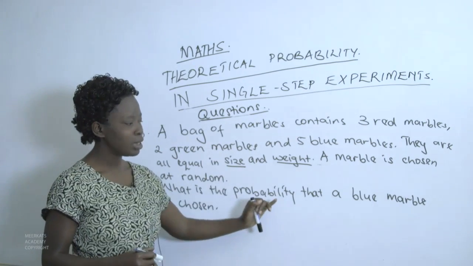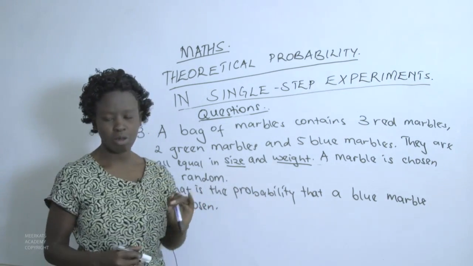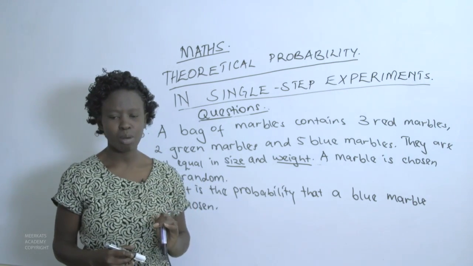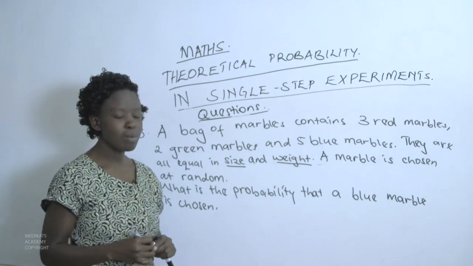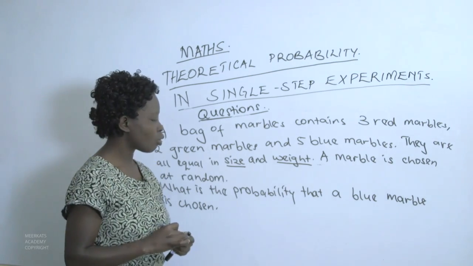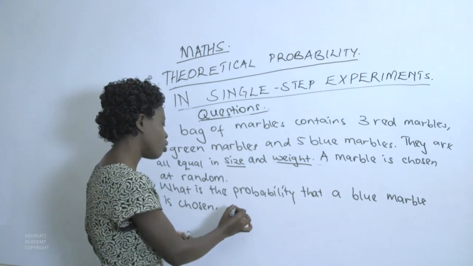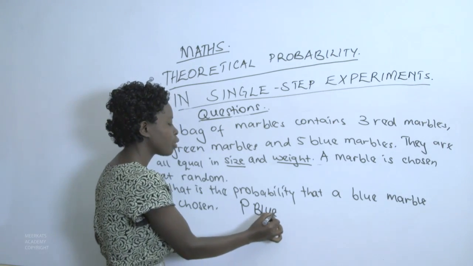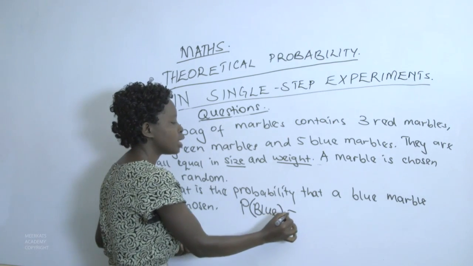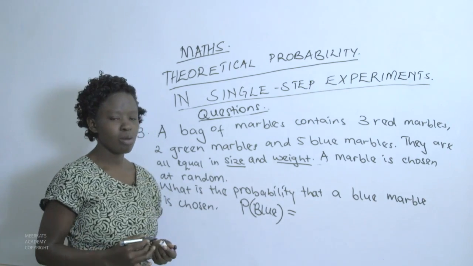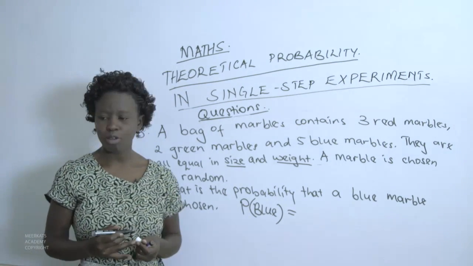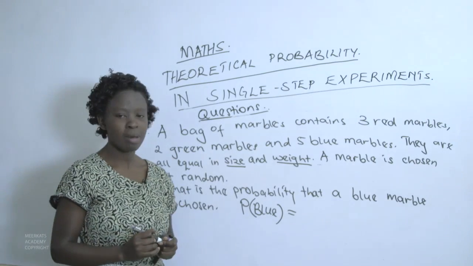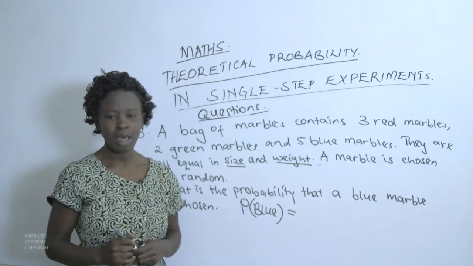we are being asked, what is the probability that a blue marble is chosen. So we need to get the probability of choosing a blue marble. And we simply said that to obtain the probability of a given event, in this case our event is a blue marble, so the probability of picking blue from this bag of marbles will be the number of favorable outcomes over the total outcomes.